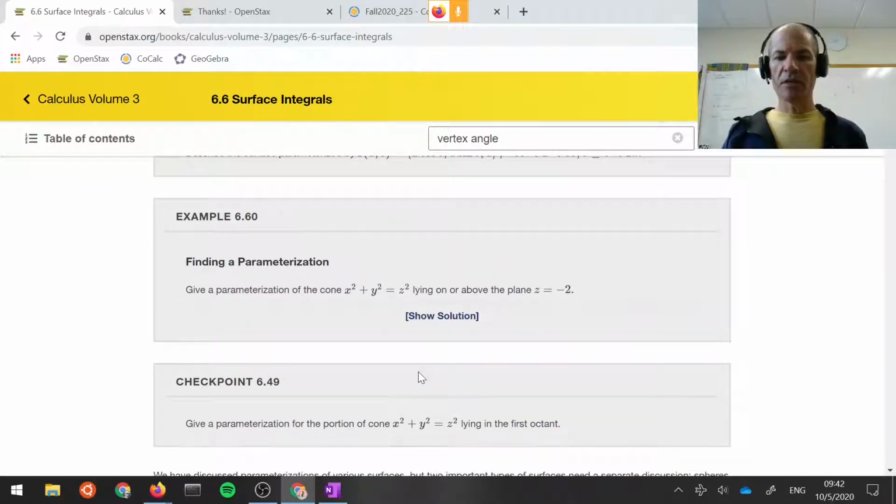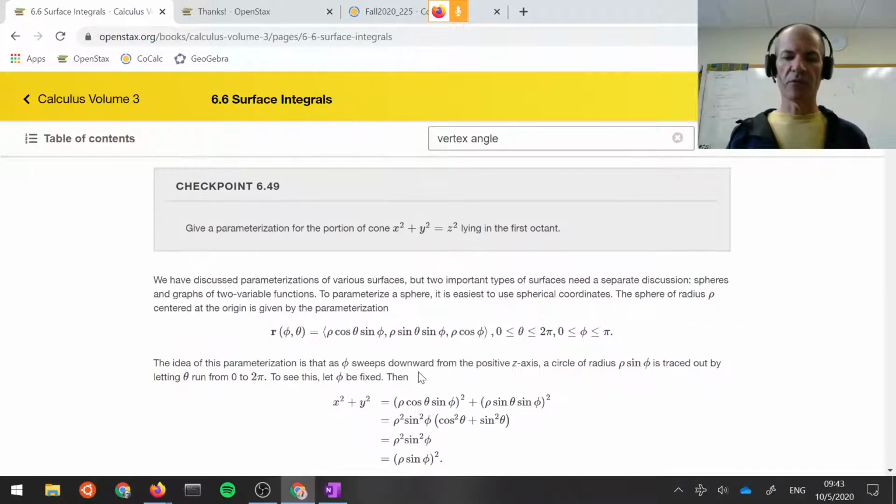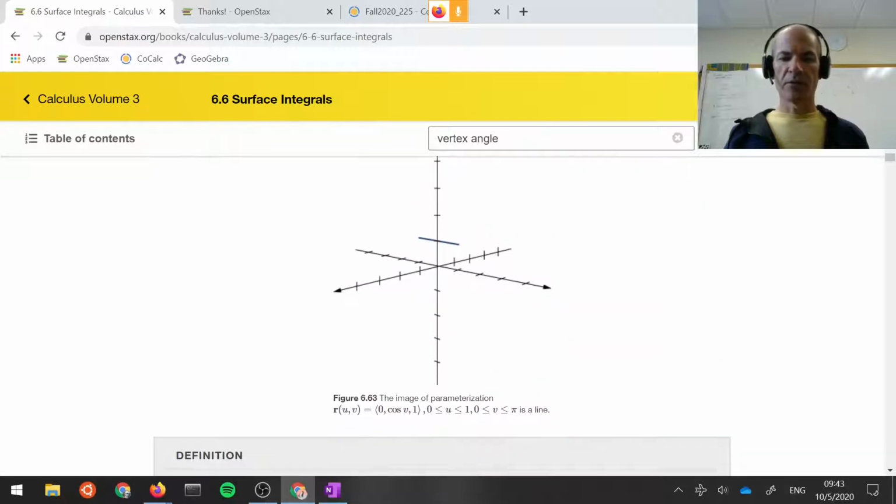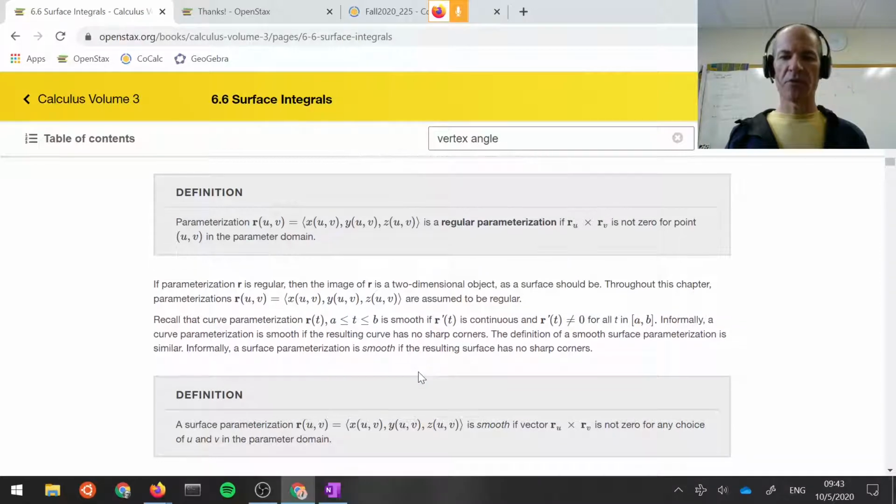Finding the parameterization is usually a matter of looking at the surface and trying to bring to bear either cylindrical coordinates, spherical coordinates, or maybe you even get to stay in Cartesian coordinates. We'll see examples of all of those in a bit. All right, so here are a few more examples. I'll let you trace through those.